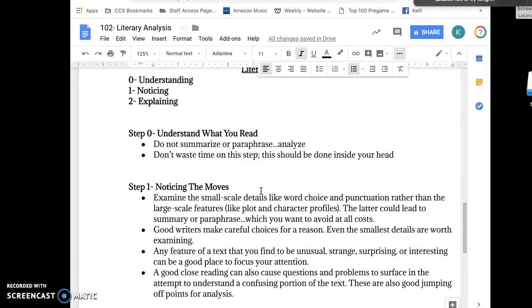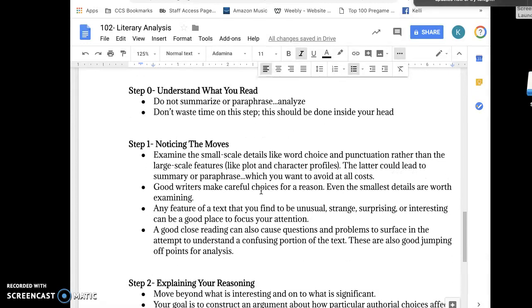So the first step was listed as step 0, because you have to be able to do this step inside of your head. It's not something that you physically process, but you have to understand what you read. And in order to do that, do you have an active idea of what has happened in the text that you've read, an understanding of the literature, the main idea, the point? And so that's not summarizing or paraphrasing. You're just kind of analyzing the overall effect inside of your mind.